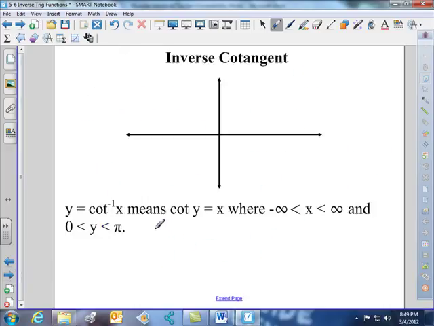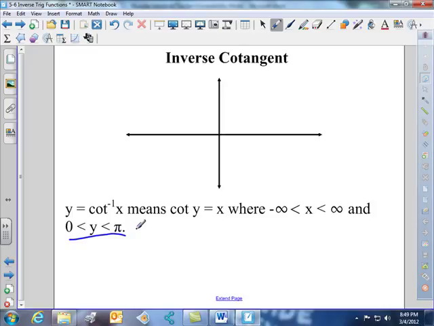Okay, so now let's talk about the reciprocal inverses, and just jot these down real quick here. If you've got the inverse tangent of x, that means that the cotangent of y is equal to x. X is between negative infinity and infinity, and y is between 0 and pi. Again, just jot all that information down right now.